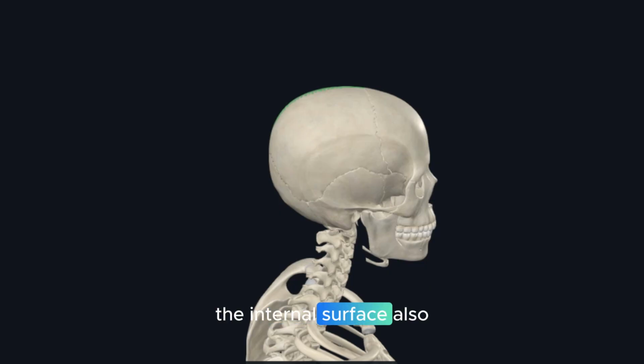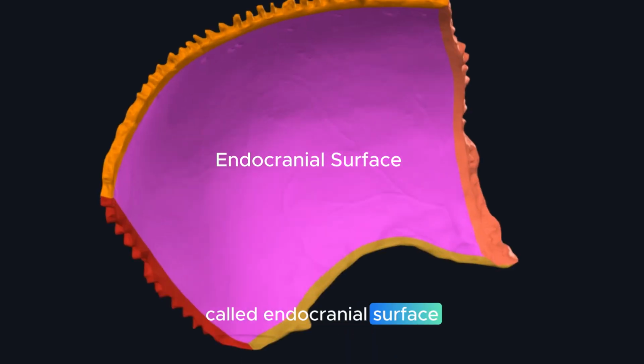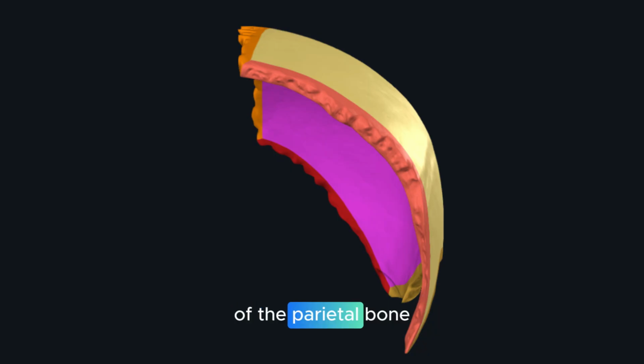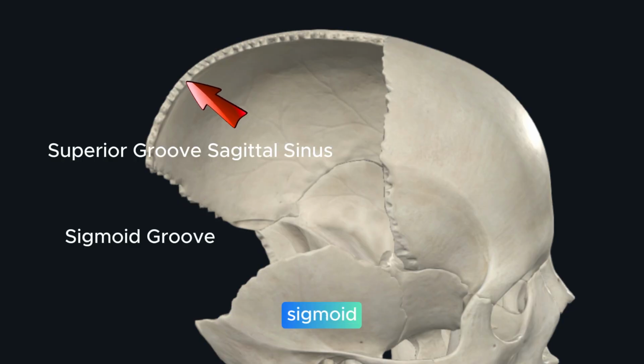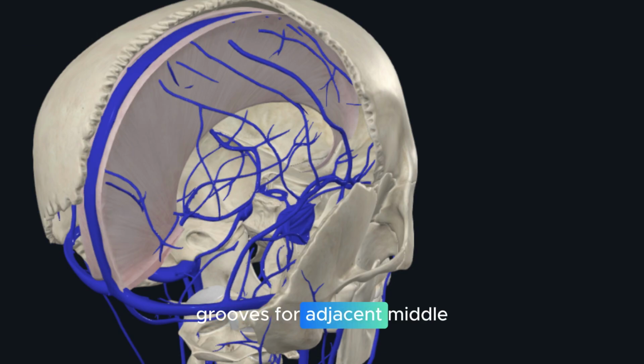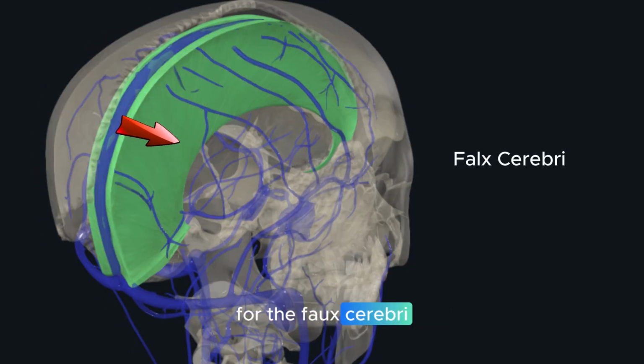The internal surface, also called endocranial surface, is the concave area on the inner aspect of the parietal bone. The internal surface of parietal bone consists of grooves for both the sigmoid and superior sagittal sinuses, and grooves for adjacent middle meningeal vessels. It also provides an attachment site for the falx cerebri.